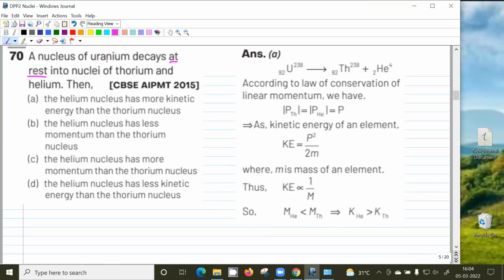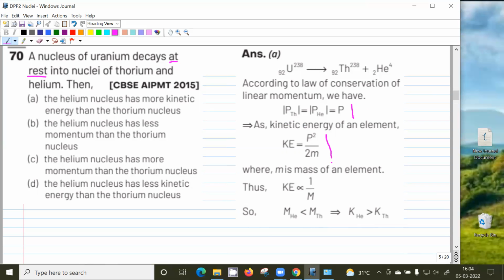Okay, so what is the initial momentum of the system? 0. So the final momentum should be 0. So finally, now these two products, the sum of the momentum is 0. So individually, the momentum can be in opposite directions. Okay. So one of the things can move towards right, the other one towards left. Magnitude of the momentum will be same after getting on the product side. So this is the condition. Momentum of thorium should be equal to the momentum of helium, and let's call it P. Okay. And kinetic energy is P square by 2m.